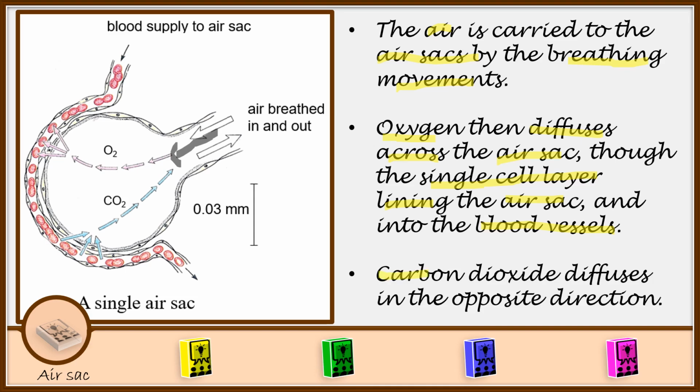Then carbon dioxide will diffuse in the opposite direction. So we have seen that carbon dioxide is being brought by the blood. And when it is brought by the blood, it will diffuse in the opposite direction. It is diffusing out, yet oxygen is diffusing in. So they are diffusing in opposite directions.